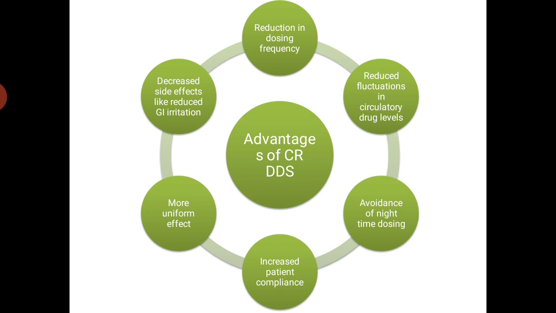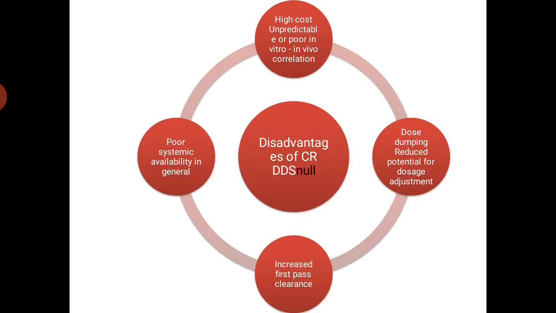Now let us see what are the disadvantages of a controlled release drug delivery system. The first one is high cost, and unpredictable or poor in vitro in vivo correlation. High cost as well as poor in vitro in vivo correlation. Dose dumping, reduced potential for dose adjustments.